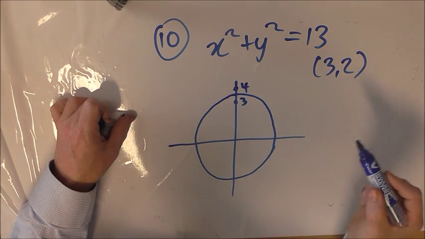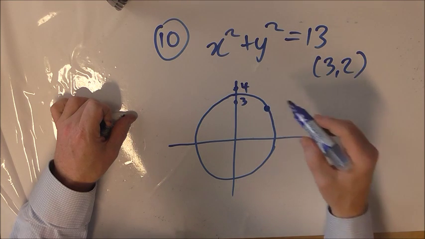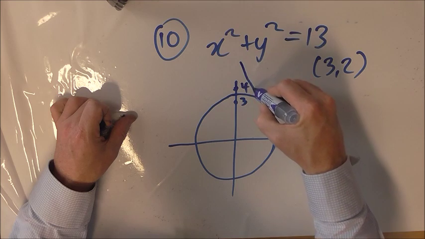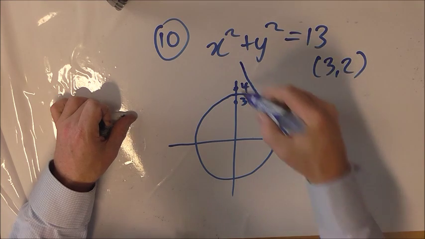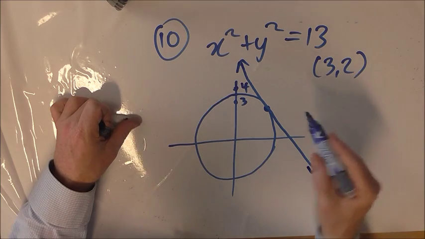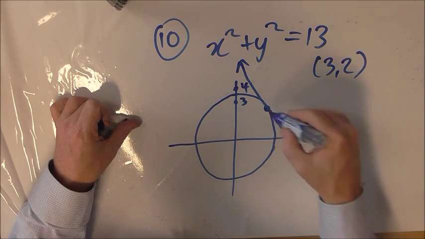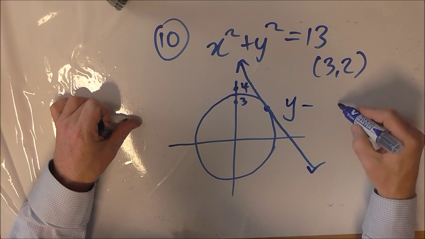Probably better to use a compass. Now 3, 2 is 3 along, 2 up. There's your tangent. Remember, a tangent is like a bullet that just comes along and grazes the skin. So we want the equation of that. If it was horizontal, it would just be y equals something. If it was vertical, it would just be x equals something. Because it's neither, we need the template.